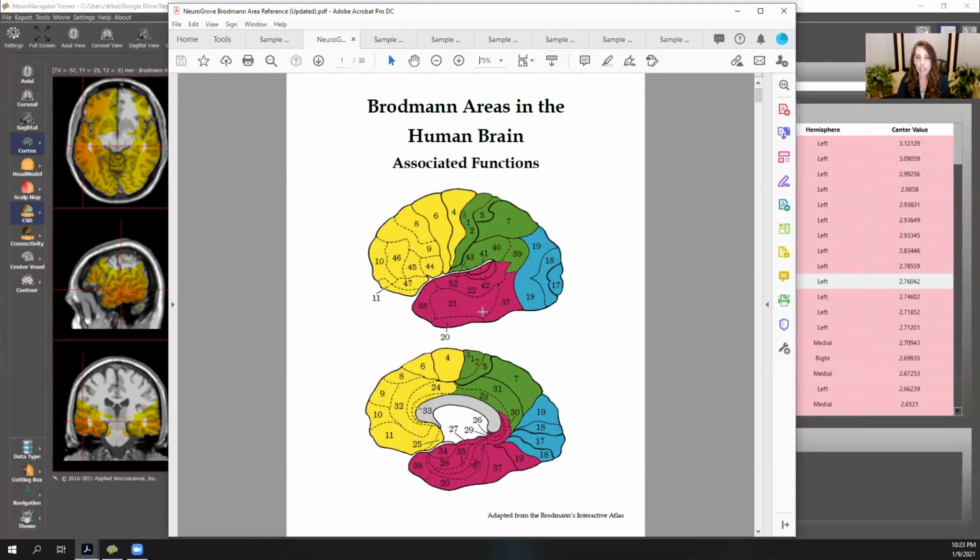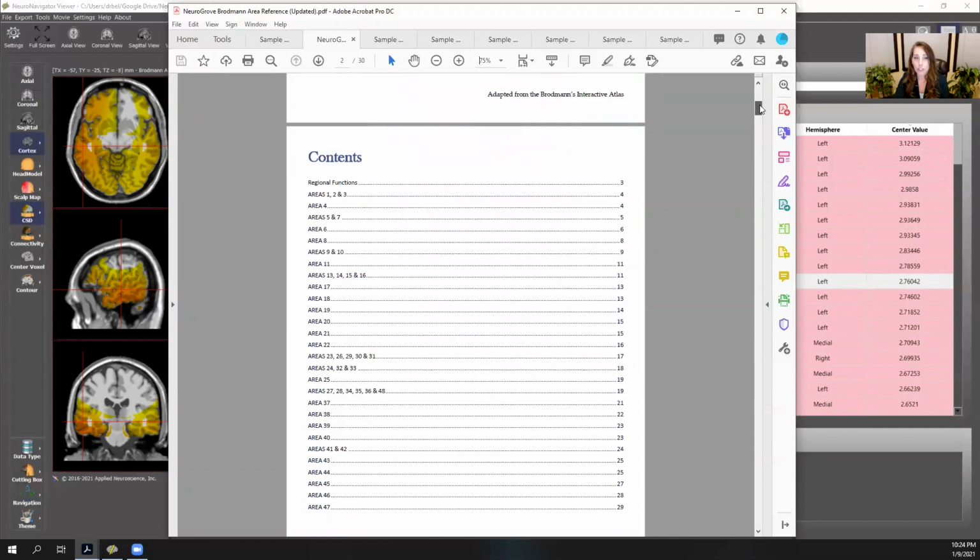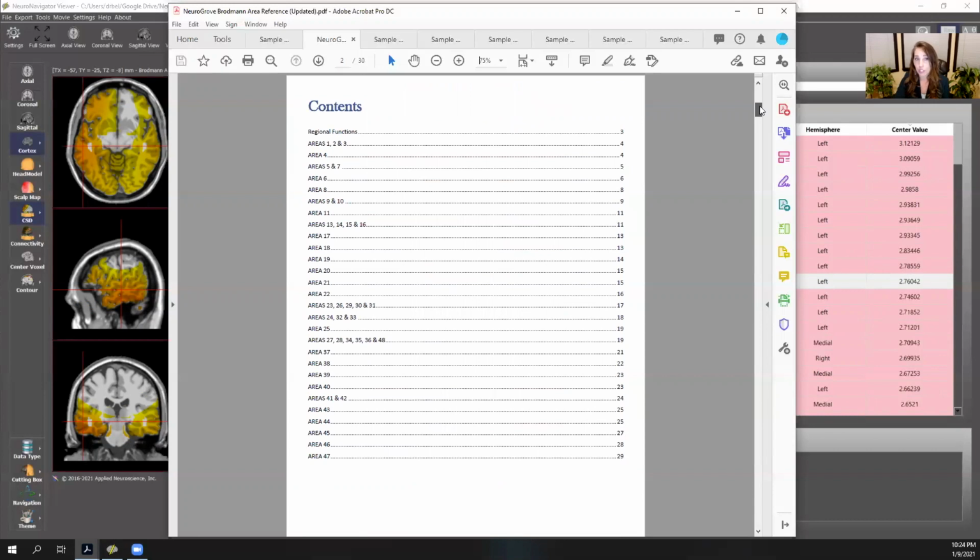This is the outside of the brain. This is the inside. It's as if we were to cut it down the middle and look in on that half. So that is a map that you're going to have as part of your assessment to be able to look at the Brodmann areas in your brain that are outside the healthy range. You can also look up the functions associated with those regions.